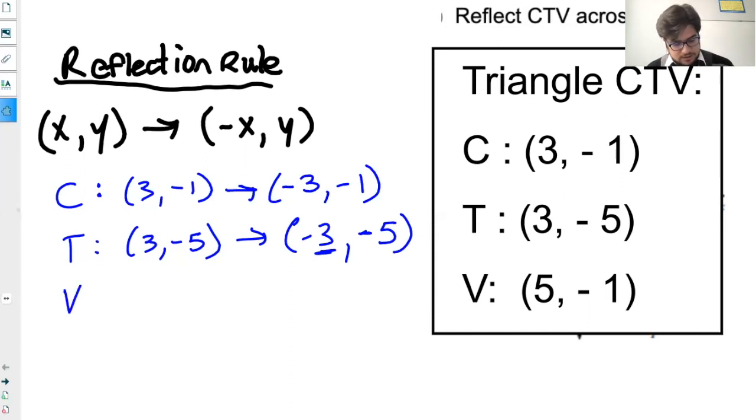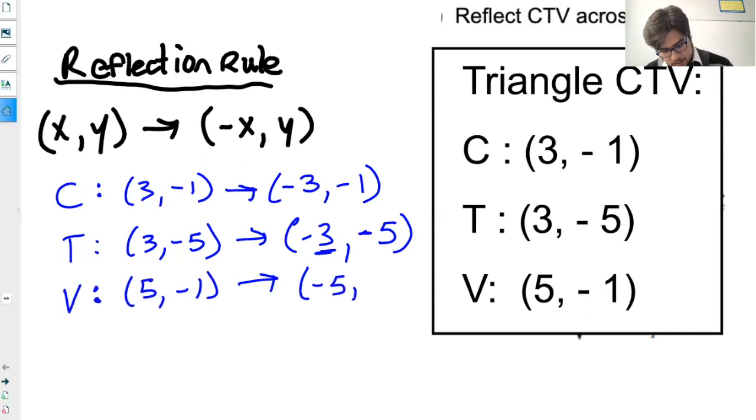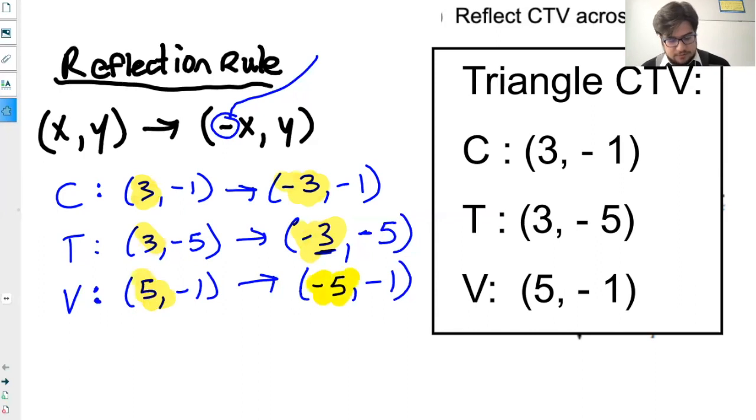Okay, and then finally the same with point V. (5, -1) reflects across the y-axis, and that becomes (-5, -1). And again, notice that when we say change the sign, that's not saying that we're going to make the x negative, which in this case we do. It just means we're changing the sign. Notice how this was a +3, and then it became a -3. This was a +3, it also became a -3. And then a +5 became a -5.